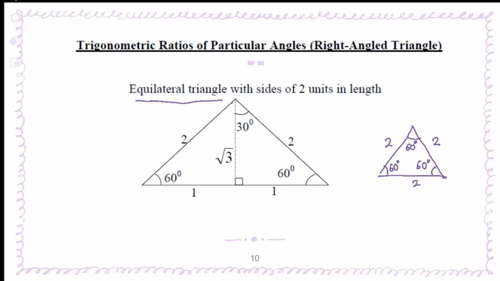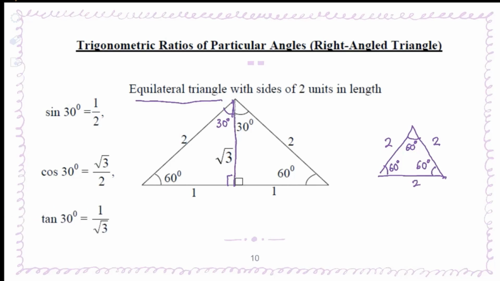In this diagram, they have divided the equilateral triangle symmetrically. So when we divide this symmetrically, we obtain a 90 degree angle here. And since we divide this symmetrically, each of these angles will be 30 degrees. Okay students, I hope you are following. From this, we can find out what is sine 30. Sine 30 is opposite over hypotenuse, which is 1 over 2. Cos 30 is adjacent over hypotenuse, which is square root 3 over 2. And tangent 30 is opposite over adjacent, which is 1 over square root 3.